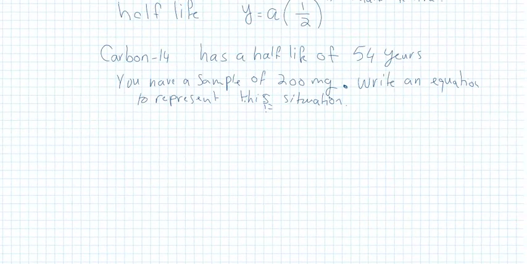So you have, let's say, 100 grams. After 54 years, you're going to end up with 50. Another 54 years, you're going to end up with 25. Another 54, you're going to end up with 12 and a half. So you are decreasing by half every 54 years.